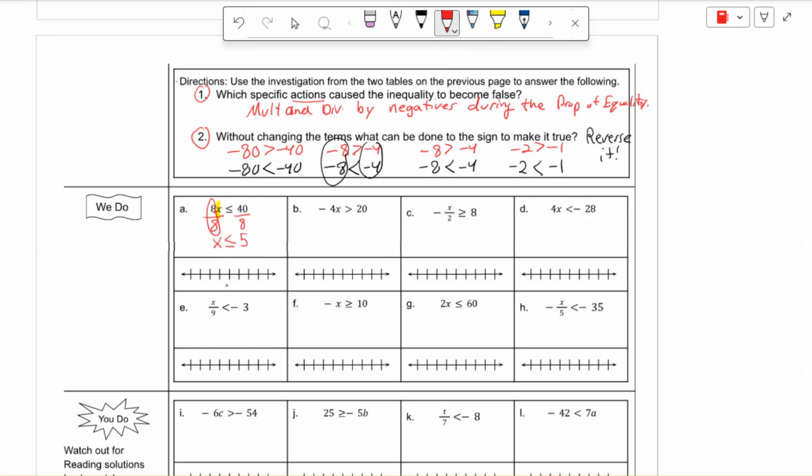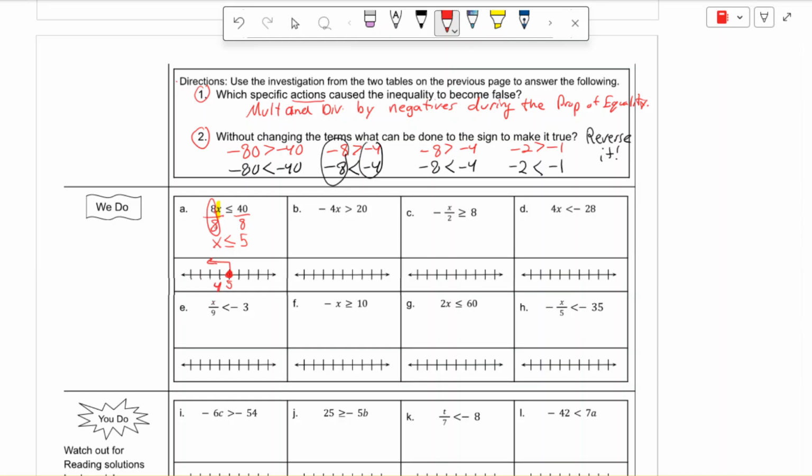So to graph this, we'll come down and we'll claim the middle one as 5. It is a closed point because it's less than or equal to, so make a solid point, and x is less than 5. Now to check it, we want to find a number that is less than 5, which would be 4.